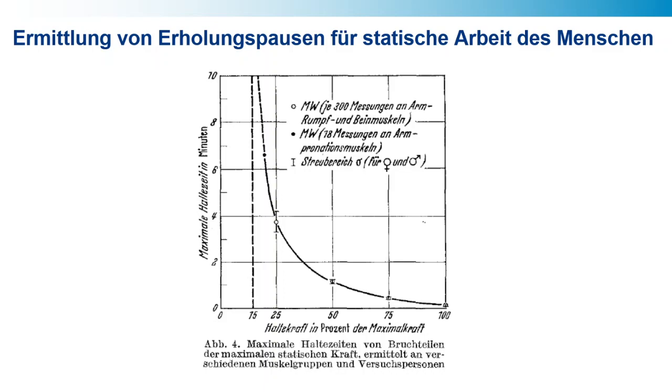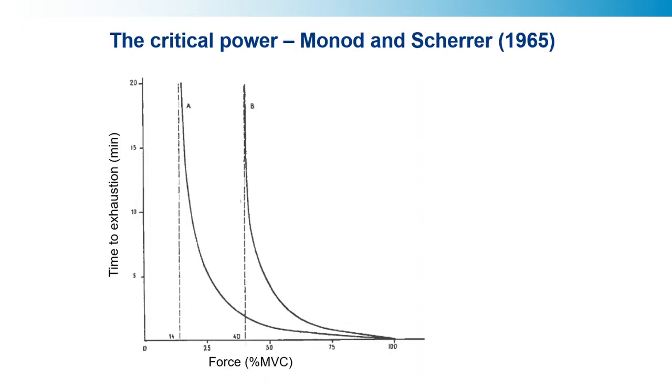And that's largely because below 15% you've probably got arterial inflow and therefore you can sustain that contraction, but above that you're arresting blood flow. This was later followed up by Monod and Scherrer in 1965, and this is the curve for a static muscular contraction. So an isometric contraction held for as long as possible at different percentages of the maximum force. And again, you can see the asymptote of that relationship is, in this case, 14% of MVC, but essentially the same as Romert had found.